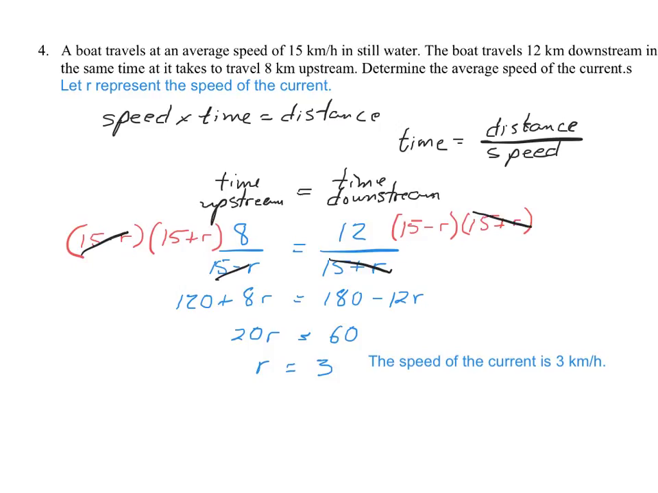So as I complete the solution, I get that the speed of the current is 3 kilometers per hour. Again, multiplying both sides by the common denominator, canceling out like terms between the common factors between the numerator and denominator, and then solving. Go back and rework this if you need to, but if not, let's go on to the next example.